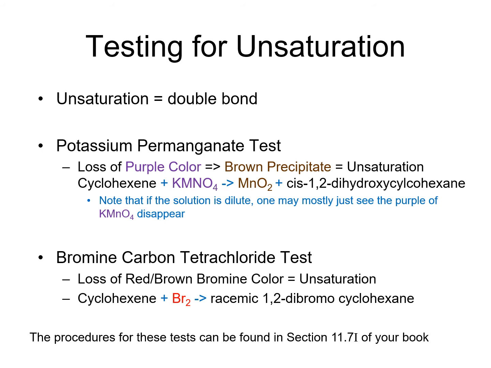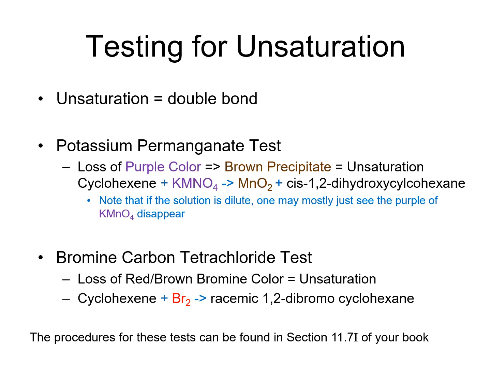So we're looking for unsaturation. There's a couple specific, really easy chemical tests. We don't have to do any instrumentation for this. The first test you would do is a potassium permanganate test. Potassium permanganate, KMnO4, is a very strong oxidizer, and it's a deep, deep purple, almost black.